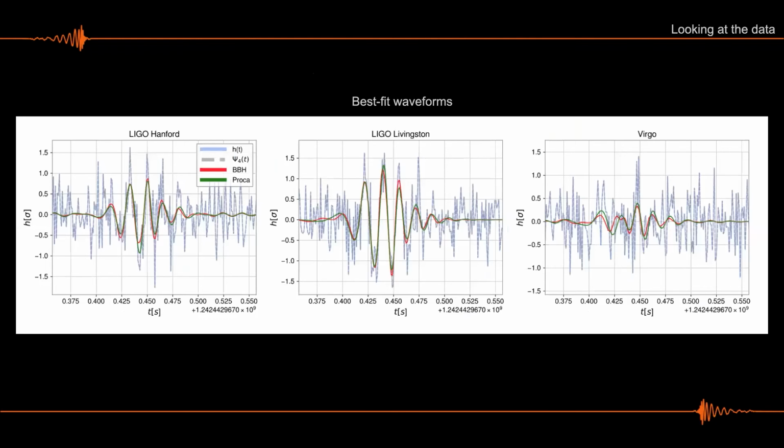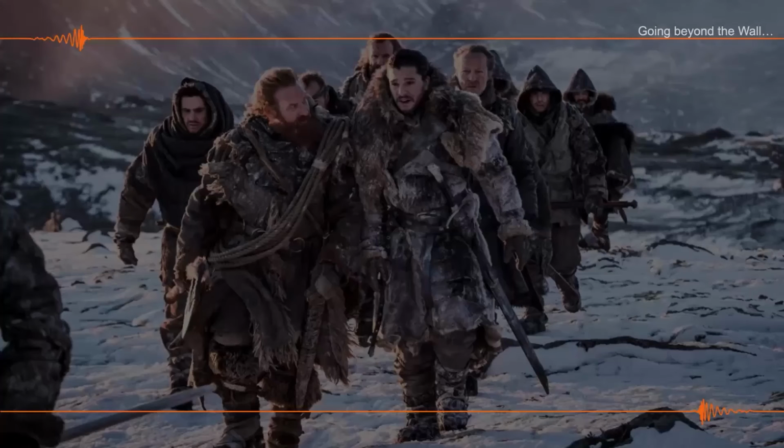And this is just the signal in the 3 detectors, Hanford, Livingston, and Virgo, compared to the best fitting waveform we can get from a black hole merger in red, and the best fitting waveform from a head-on collision in green. I haven't yet said anything about model selection, which of the two things you prefer, because I'm going to do it now in the context of more events.